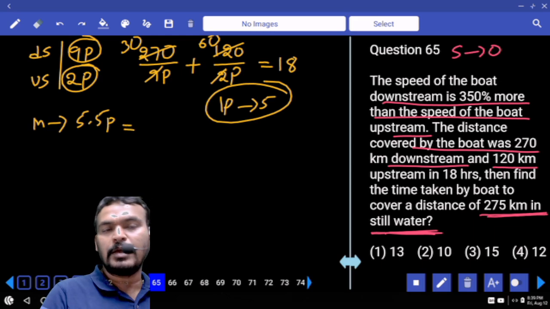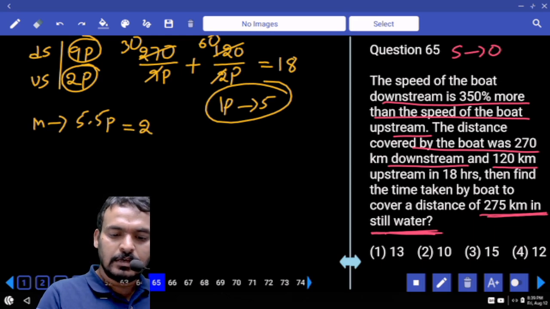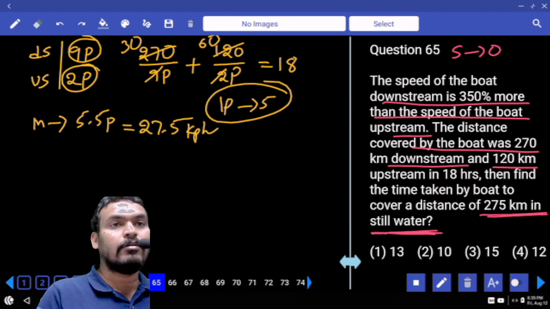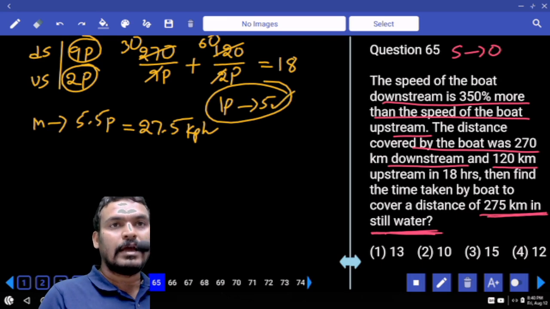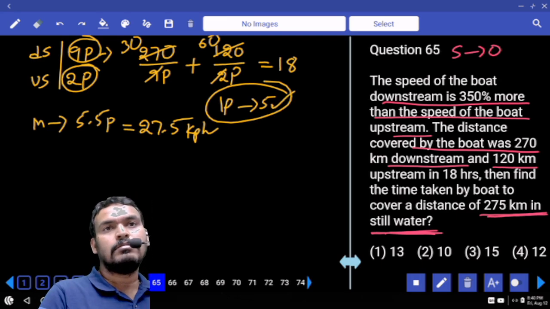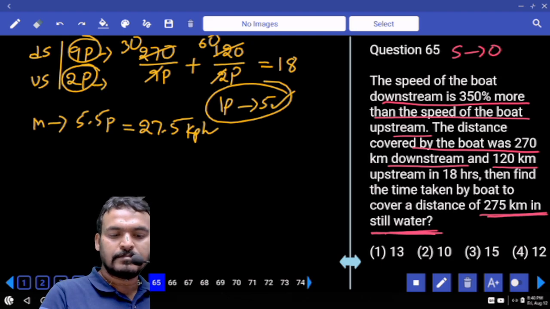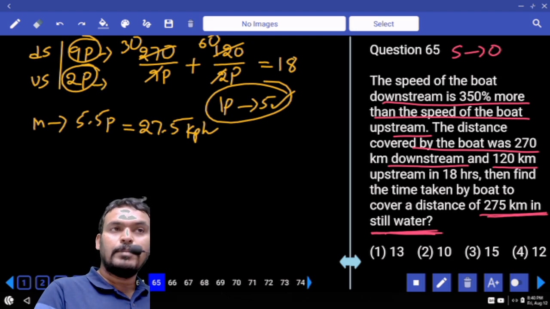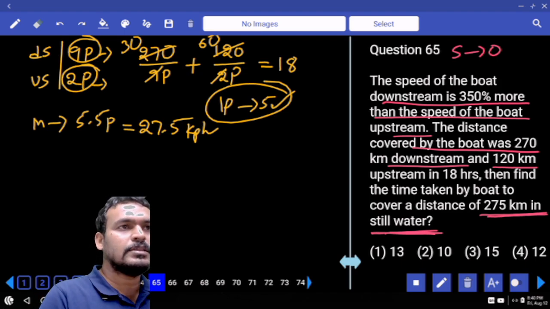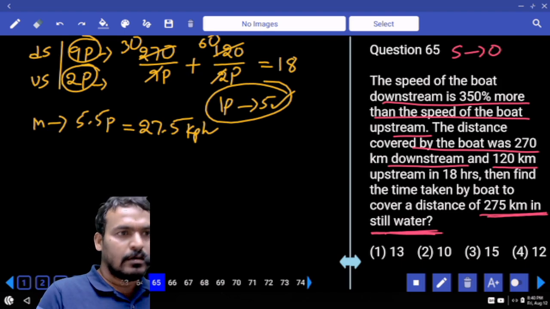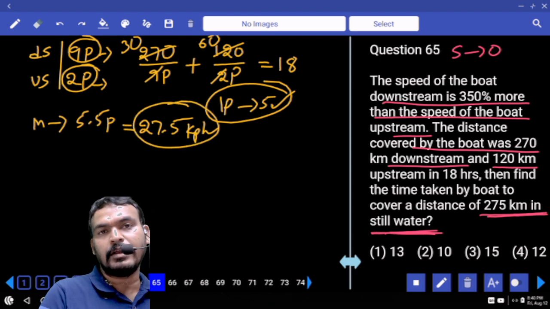What is the 5.5 parts value? 27.5 kilometers per hour or not? If you find it difficult, 1 part is how much? 5. Then 9 parts is how much? 45. 2 parts? 10. 45 plus 10 is 55. Divide by 2, that is 27.5 or not? Means speed value is 27.5.